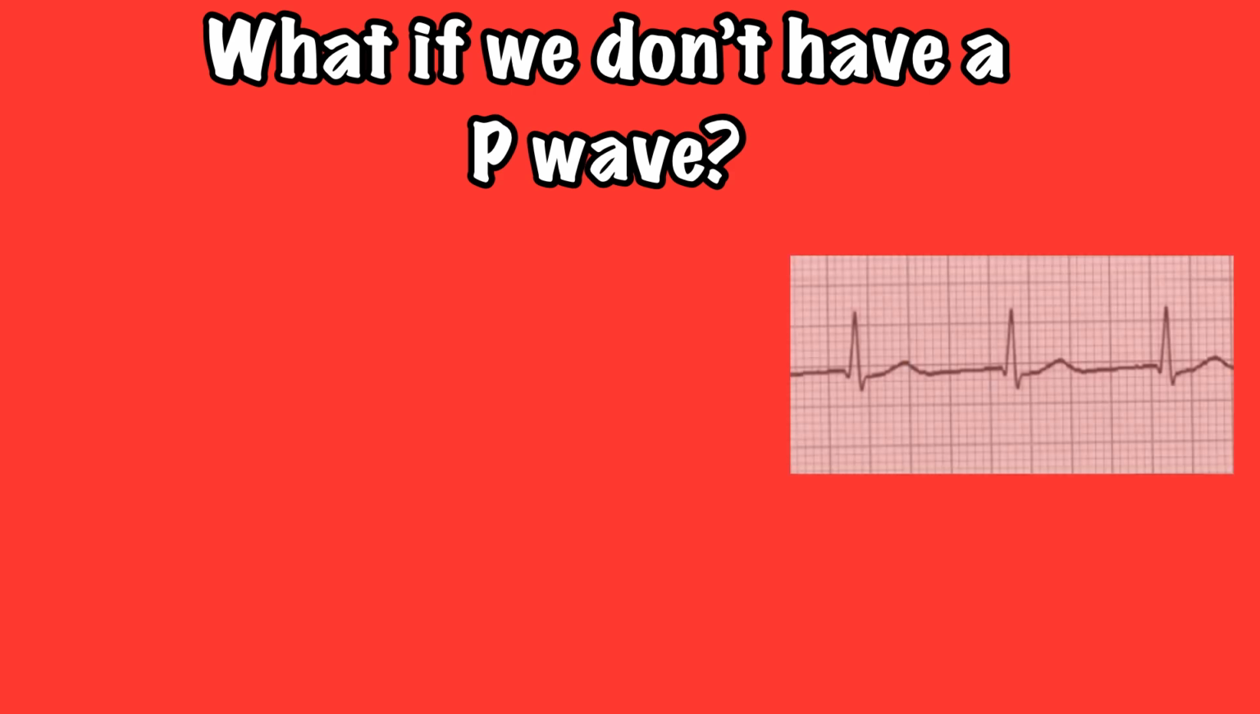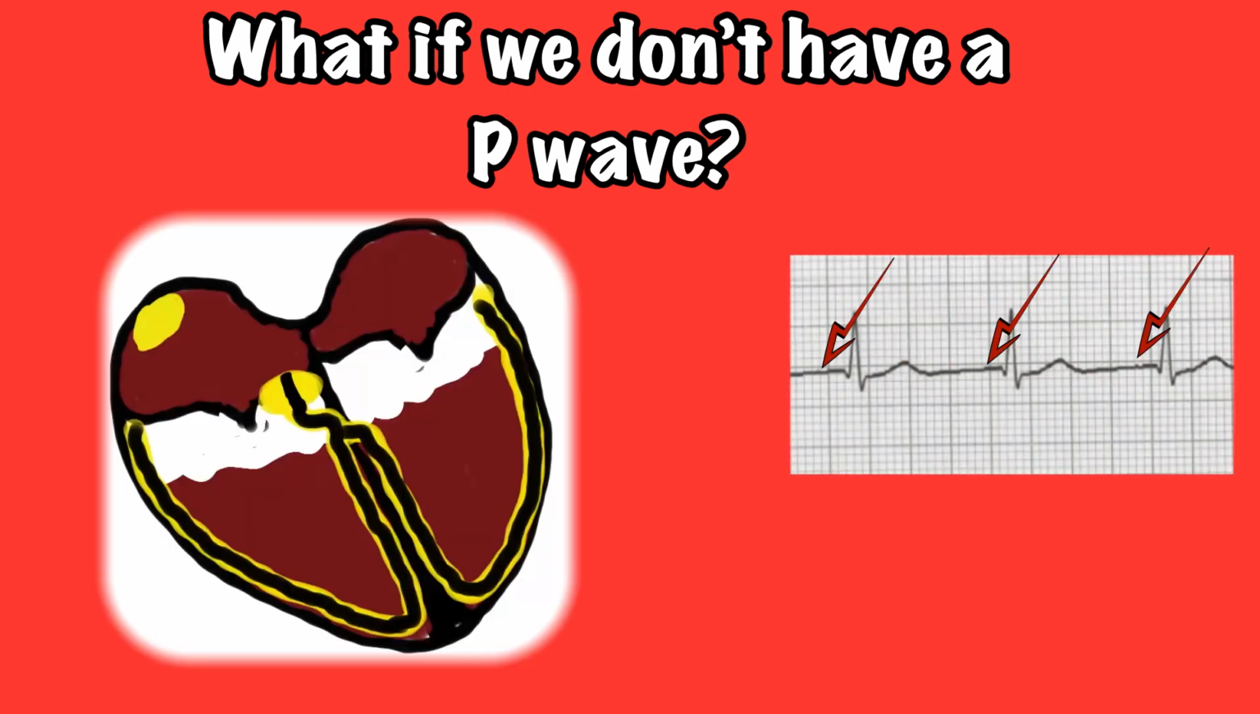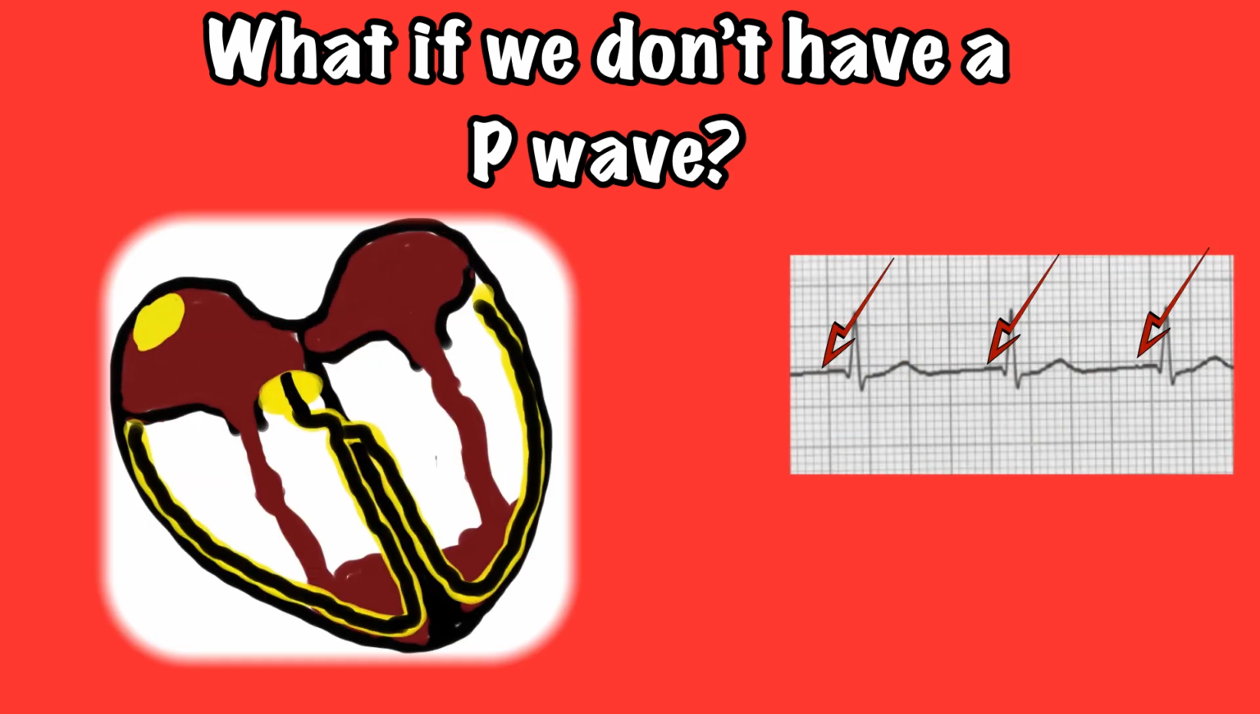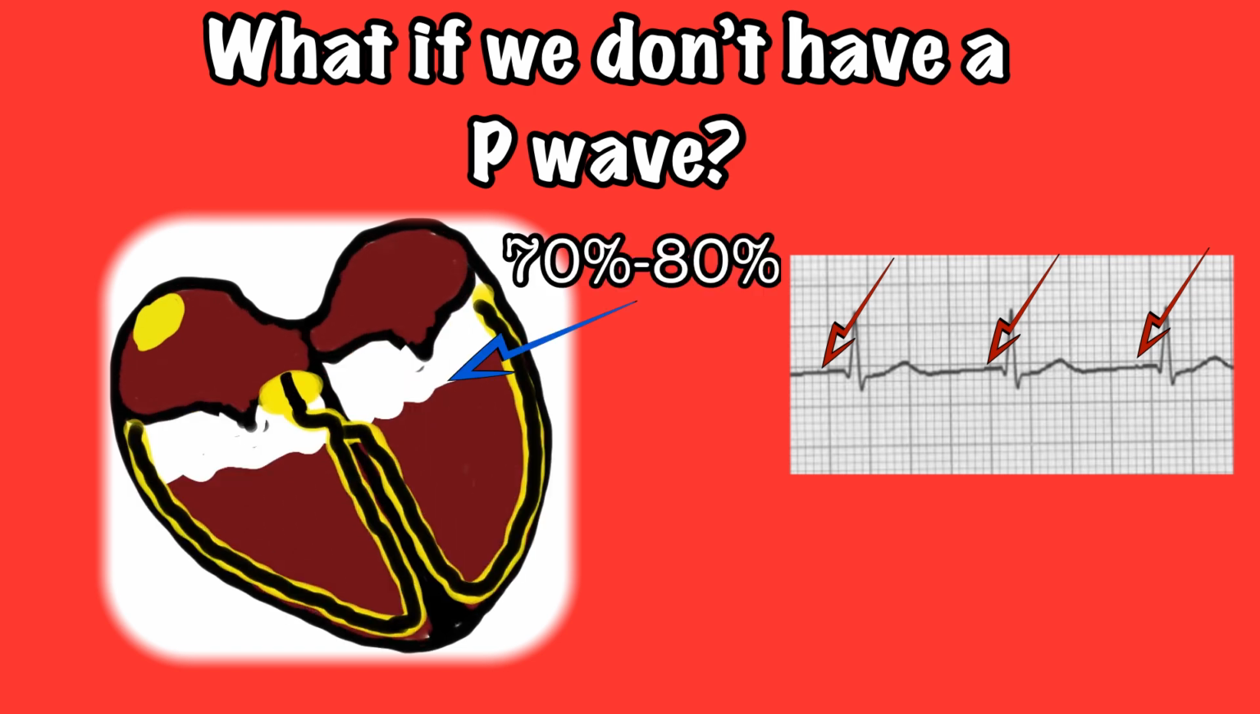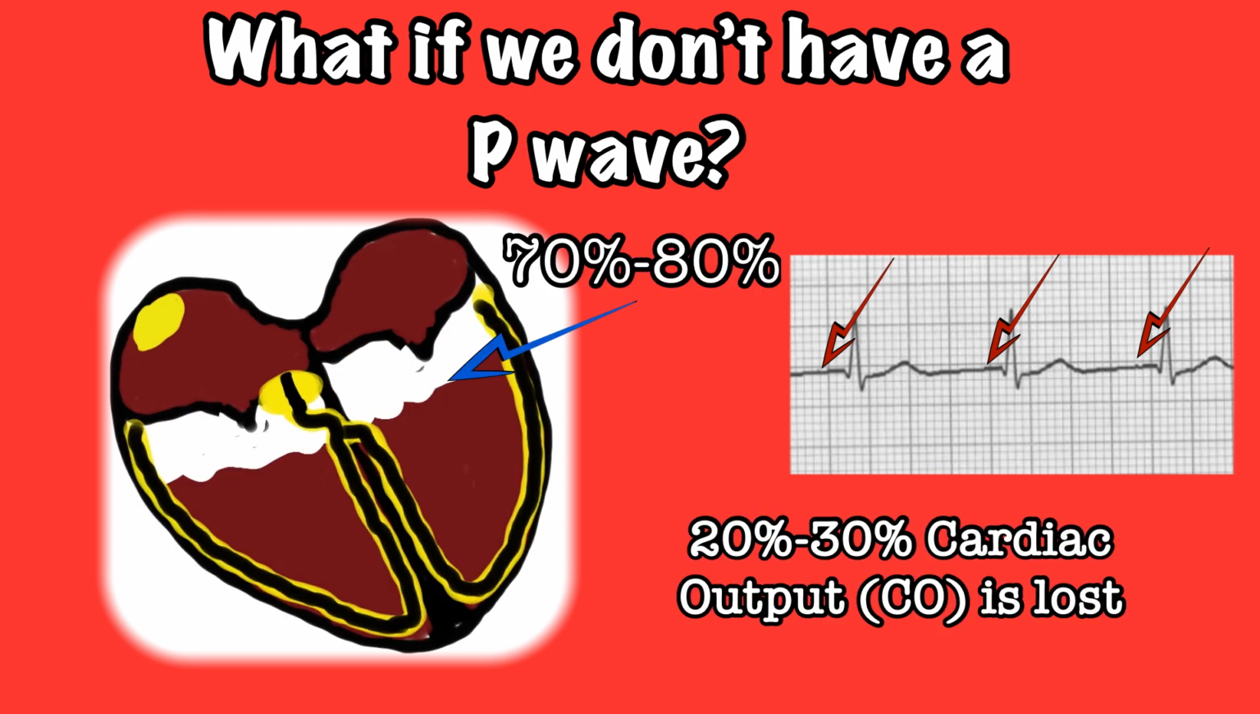Now, if the P wave doesn't occur, we lose the atrial kick, meaning our ventricles will never be able to fill past that 70 to 80% capacity, and we lose 20 to 30% of our desired cardiac output as a result.